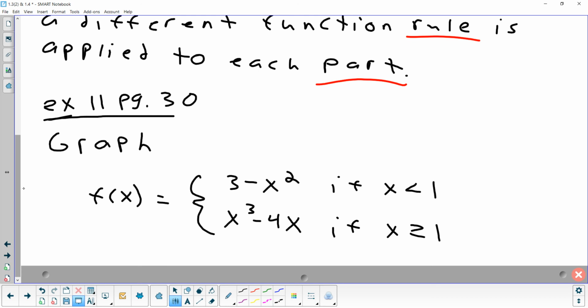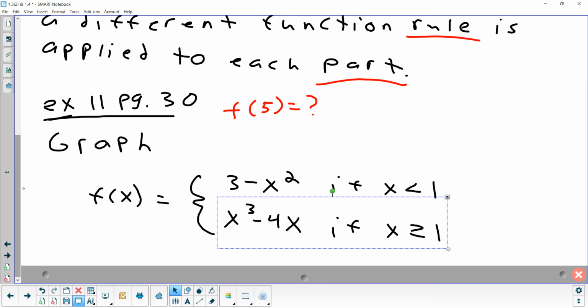If I said, okay, I want you to tell me what f of 5 is. First step is to figure out, okay, does that go in the top one? No, 5 is not less than 1. Does it go in the bottom one? Yes, 5 is greater than or equal to 1. It has to fit somewhere. If it doesn't fit anywhere, that's the problem. Okay, but it does fit into the bottom one. So now let me show you how you graph it.